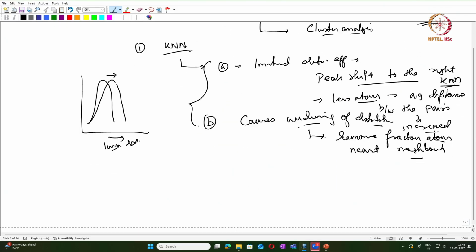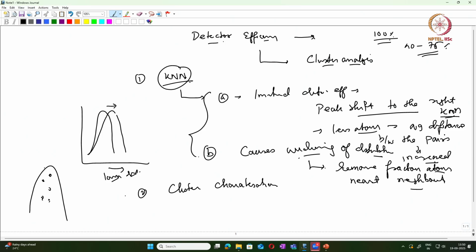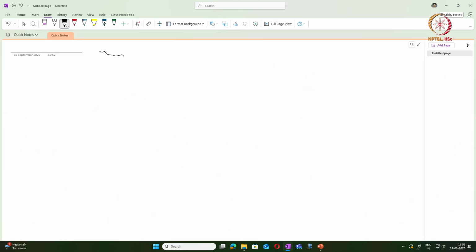Now the next thing is how detection efficiency will affect the cluster characterization. First we talked about the nearest neighbor; the second is how it will affect the cluster characterization. The number of clusters identified in an APT data set will be less than the number that physically existed in the original specimen. If you have a real sample where certain clusters are present, and the number of these clusters is X, now we will talk about the effect of detector efficiency on cluster characterization.